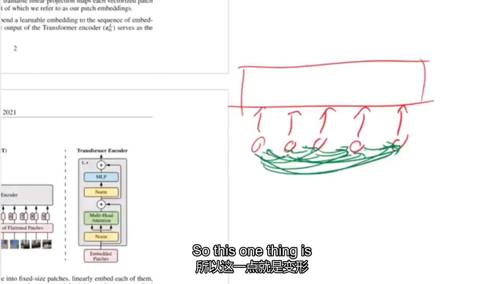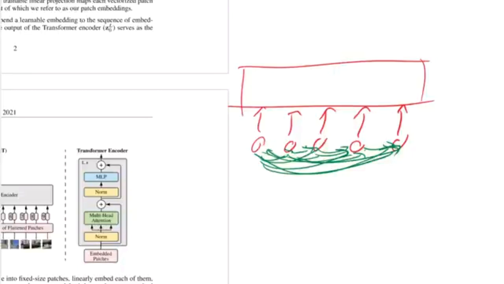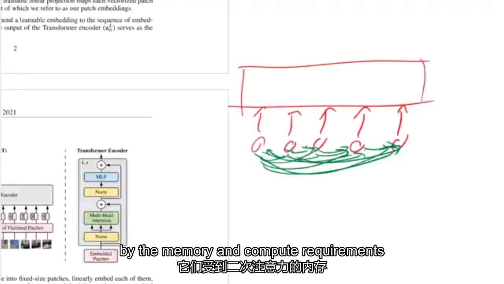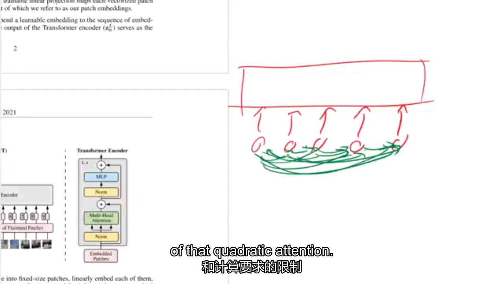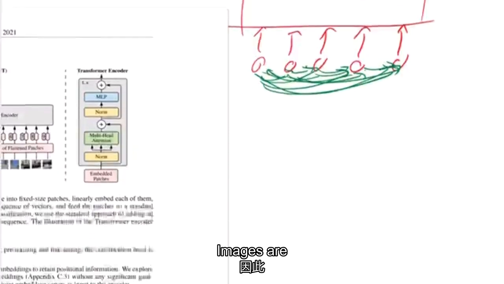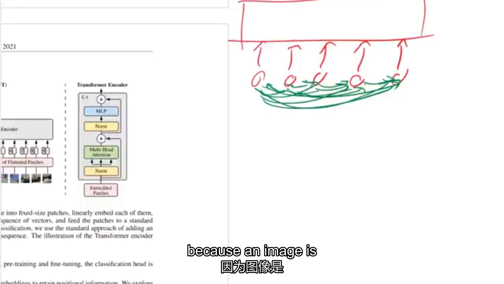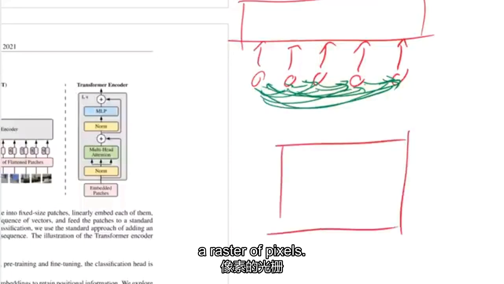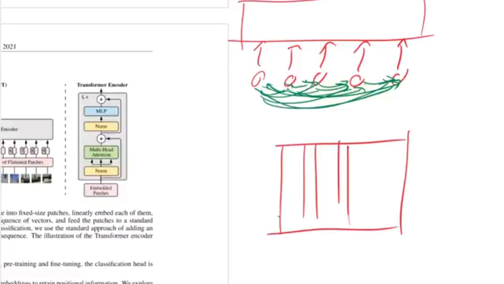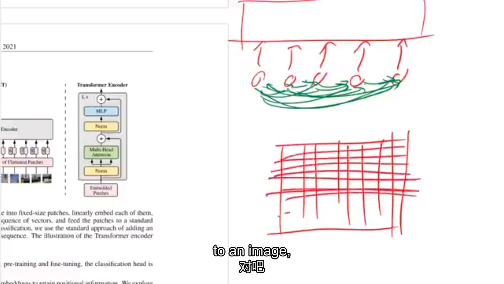So this one thing is the limitation of transformers. They work really, really well for NLP. However, they are limited by the memory and compute requirements of that quadratic attention. Images are therefore much harder for transformers because an image, of course, is a raster of pixels. And there are many, many pixels to an image, right?